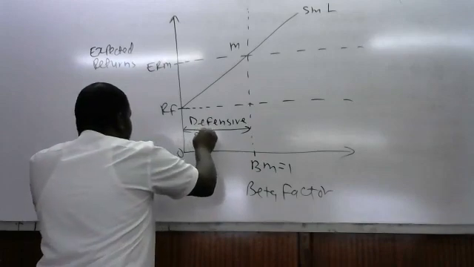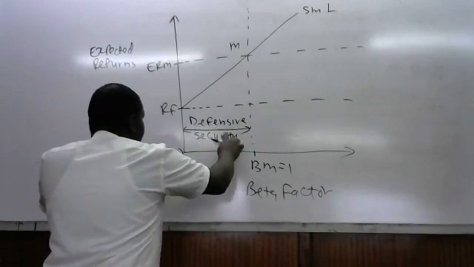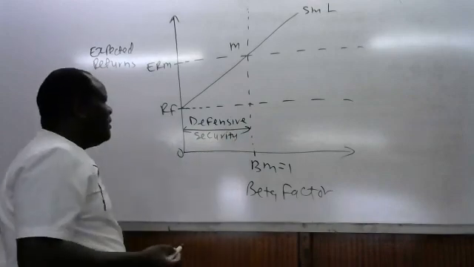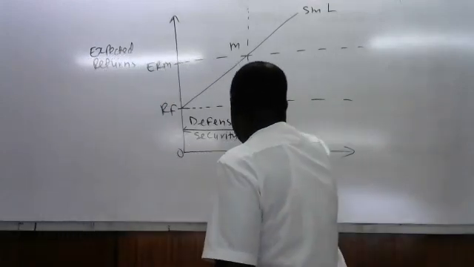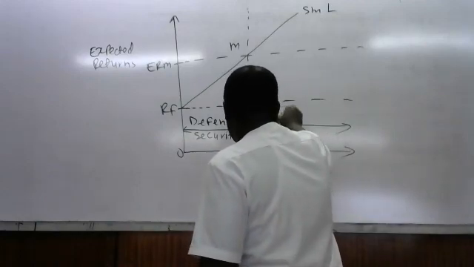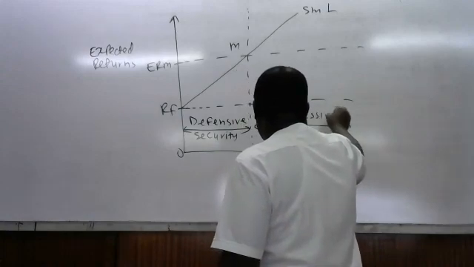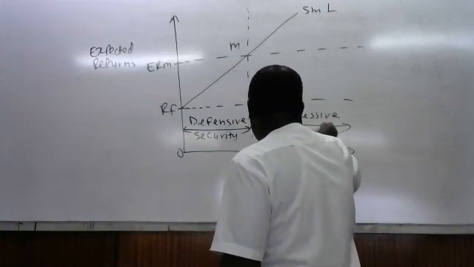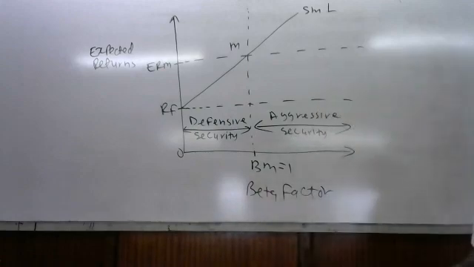Defensive security. This will be defensive security. But any security whose beta factor is more than 1, this one will be aggressive security. Any security whose beta factor is less than 1, that's from 1 and below, that will be defensive. We shall be explaining what we mean by a defensive security and also what we mean by an aggressive security.